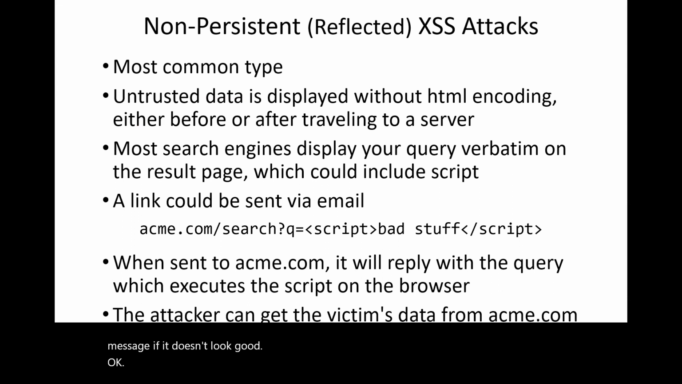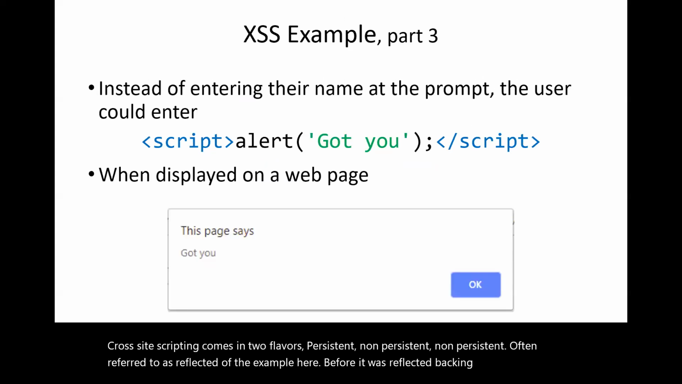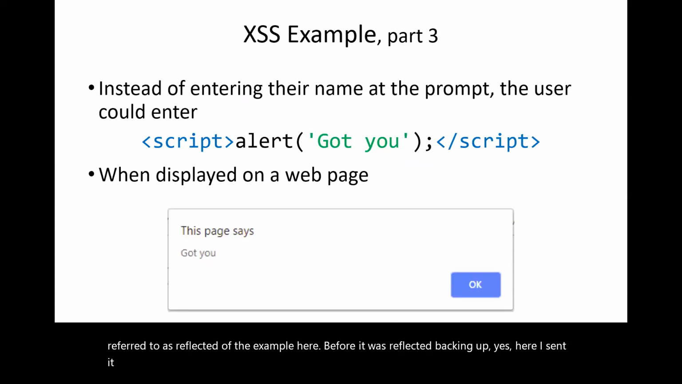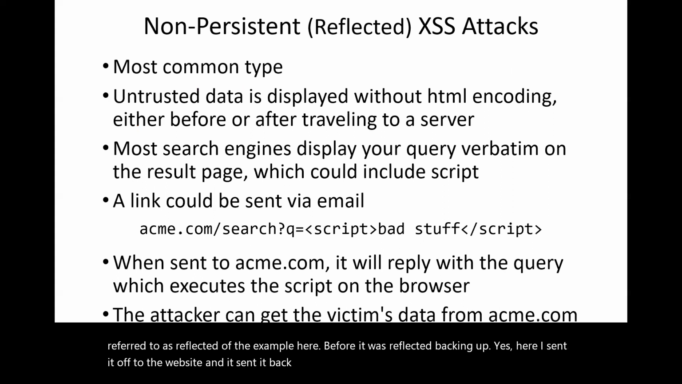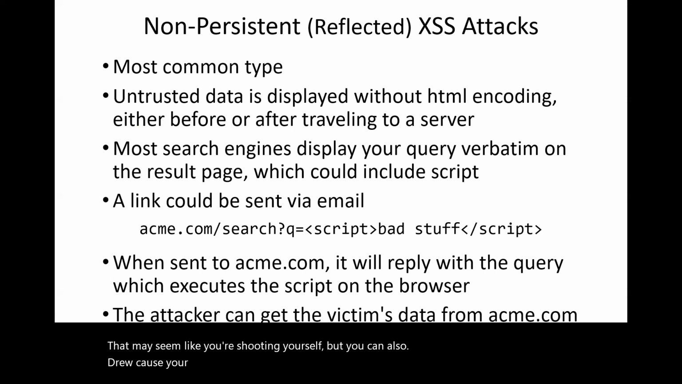Cross-site scripting comes in two flavors, persistent and non-persistent. Non-persistent is often referred to as reflected. The example I gave before was reflected. Here, I sent it off to the website and it sent it back. It's reflected. It tends to come back to that same user. That may seem like you're shooting yourself, but you can also cause your system to do things with what you've sent out.